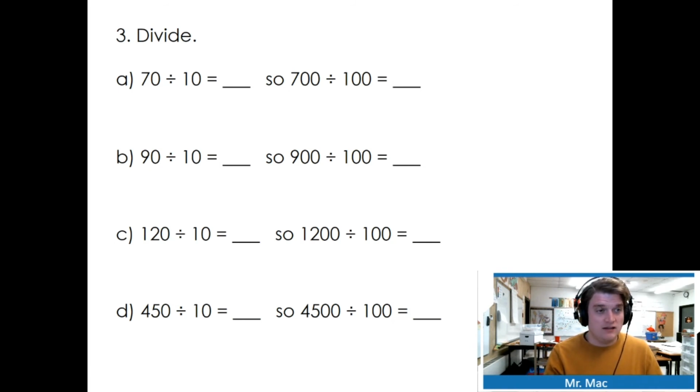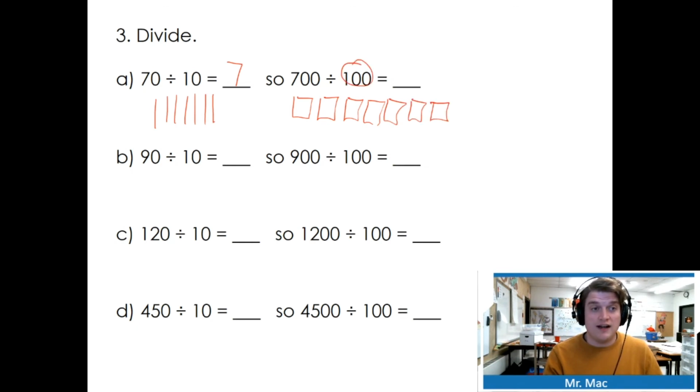70 divided by 10, if we draw our tens, 10, 20, 30, 40, 50, 60, 70, is 7. Now, if we wanted to, we could draw hundreds blocks. 100, 200, 300, 400, 500, 600, 700. If we're dividing by hundreds, it would go 1, 2, 3, 4, 5, 6, 7. We have the same quotient. Go ahead and try the rest of the page.